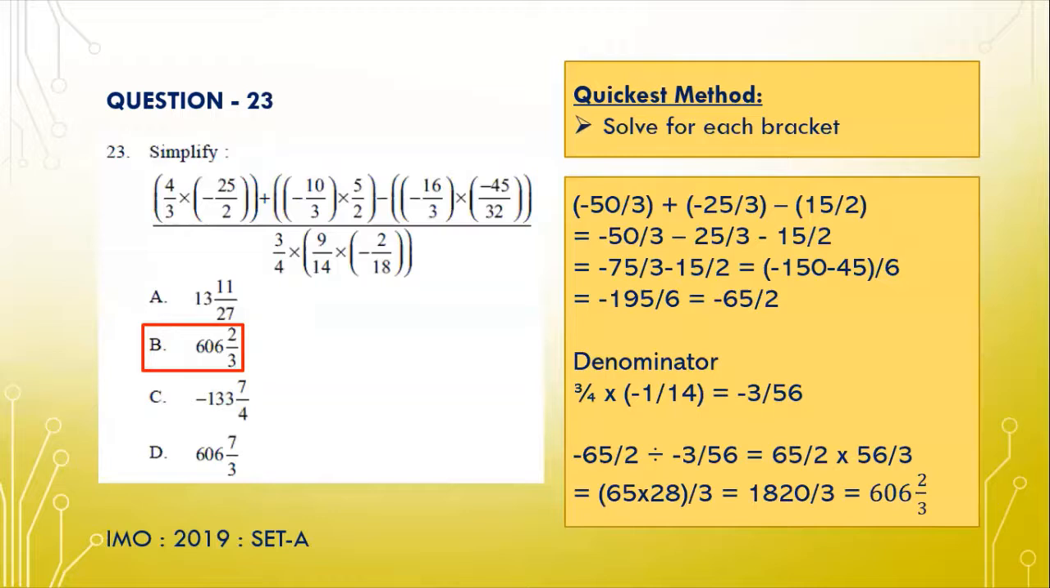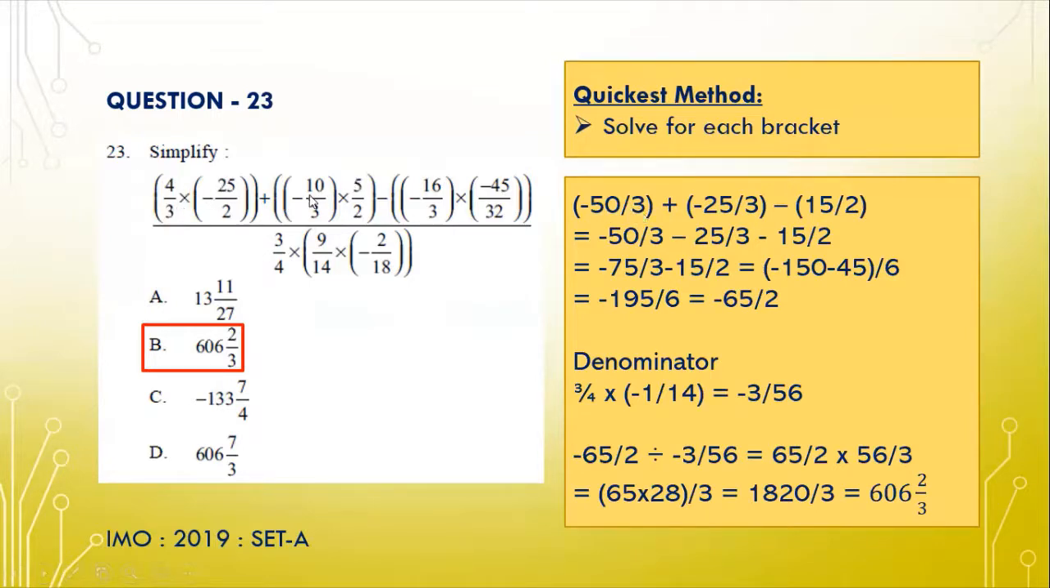Simplify 4 upon 3 into minus 25 upon 2 plus minus 10 upon 3 into 5 upon 2 minus 16 upon 3 into minus 45 upon 32, whole divided by 3 upon 4 into bracket 9 upon 14 into minus 2 upon 18. Solve this for each bracket, isn't it? So 4 upon 3 into minus 25 upon 2. 2 2s are 4, isn't it? And minus 25 into 2 is minus 50. So this will be minus 50 upon 3.